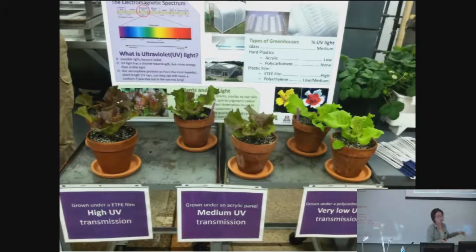So you see that high UV transmitted light enhances the pigmentation, anthocyanin, purple pigments, because anthocyanin synthesis is enhanced by UV light. So it is clearly showing, right, no UV, then you don't have purple pigment. So light quality affects the secondary metabolism of the plants.